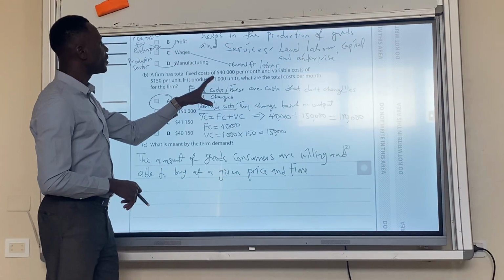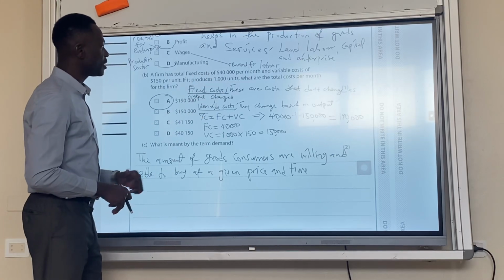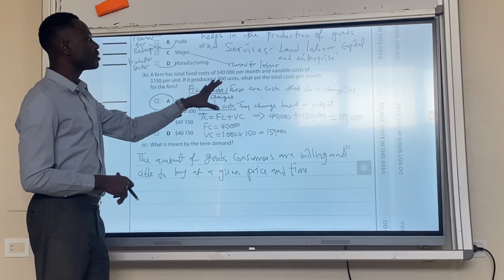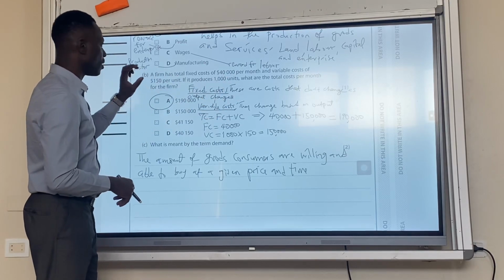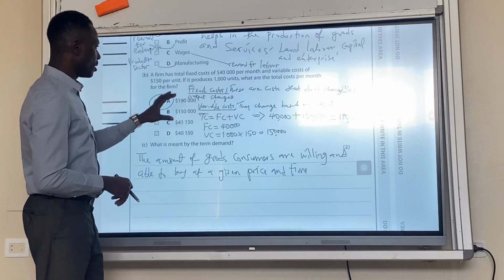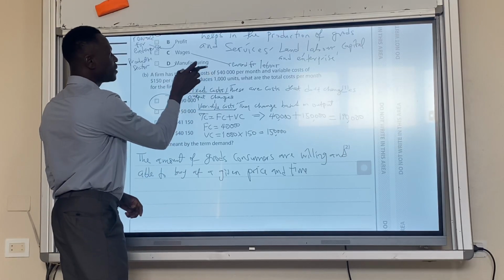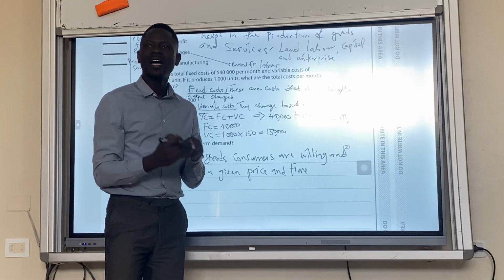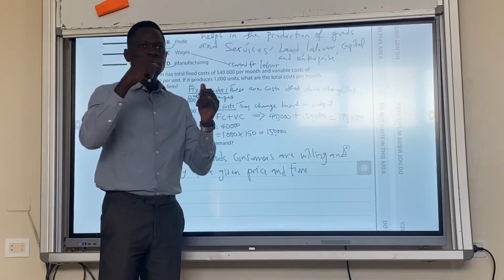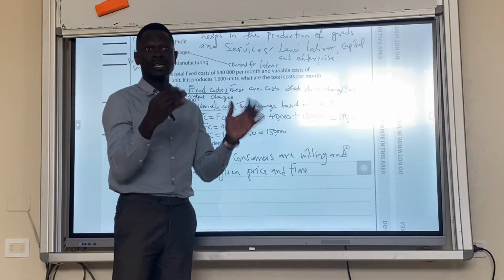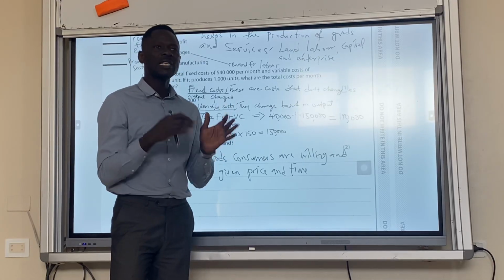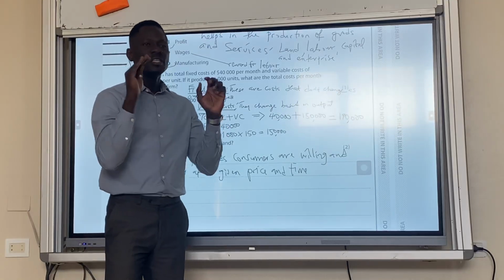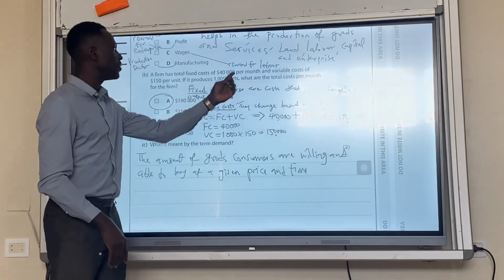A firm has a total fixed cost of $40,000 per month and a variable cost of $150 per unit. If it produces 1,000 units, what are the total costs per month for the firm? So we start with the fixed cost. Why do we call it fixed cost? We call it fixed cost because these costs do not change as the level of output changes. The example is the rent we pay for this school. Rent and salaries paid to workers are fixed costs. Irrespective of whatever output they produce, they're still going to get it.